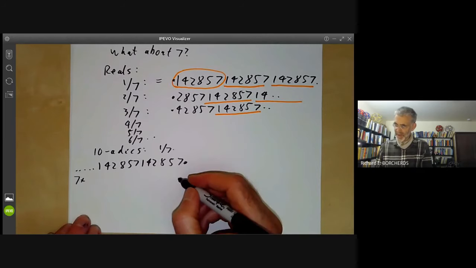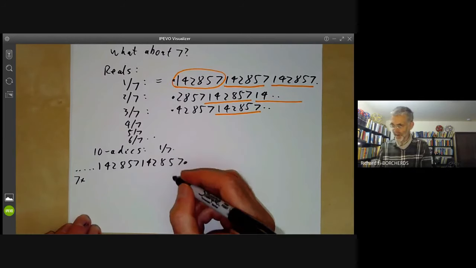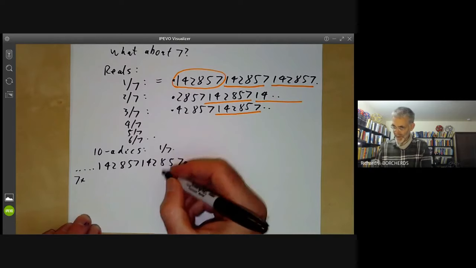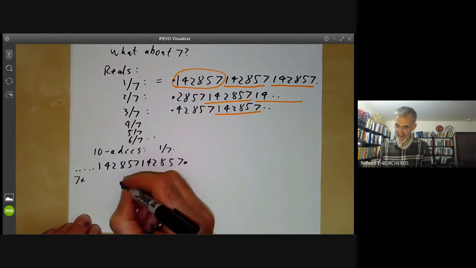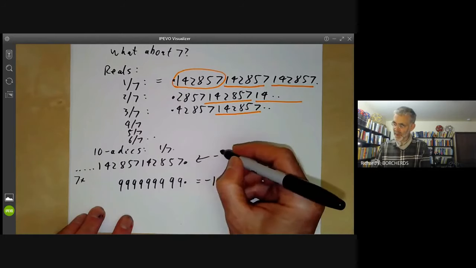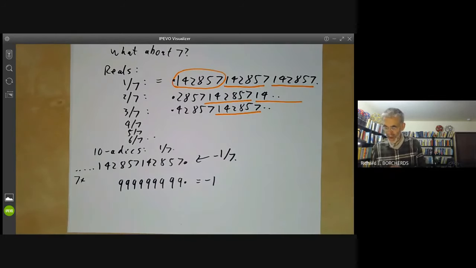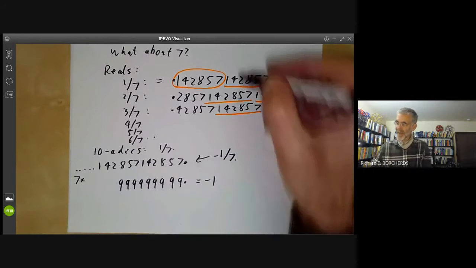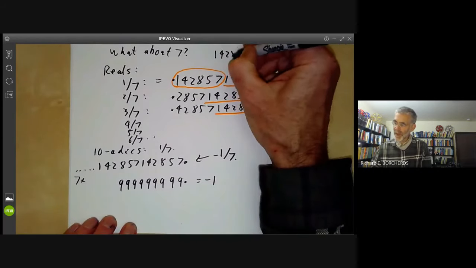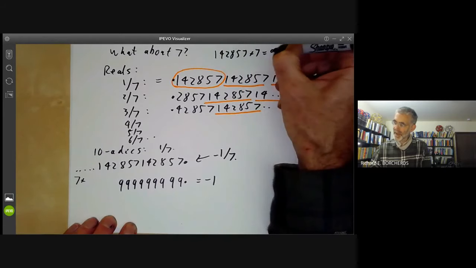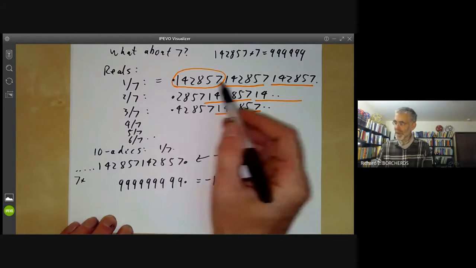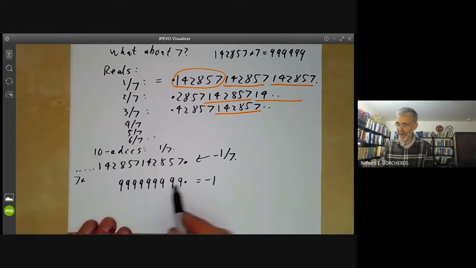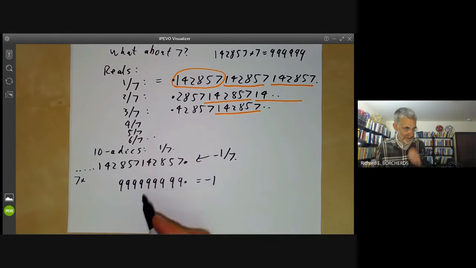Well, 7 sevens is 49, carry 4, 7 fives is 35, plus 4 is 39. We carry on like this, and we find we get a whole lot of nines, which is not 1, this is minus 1. So this number here is minus 1 over 7. By the way, the reason you're getting a lot of nines here depends on the fact that 142857 times 7 is 999999. This fact underlies the real decimal expansion and also underlies the 10-adic expansion for 1 over 7.